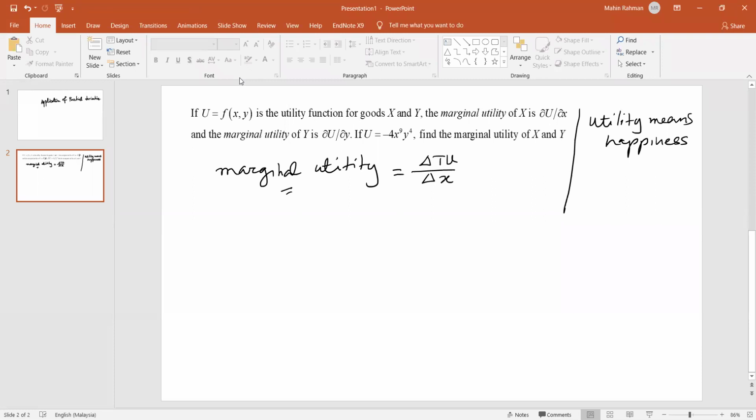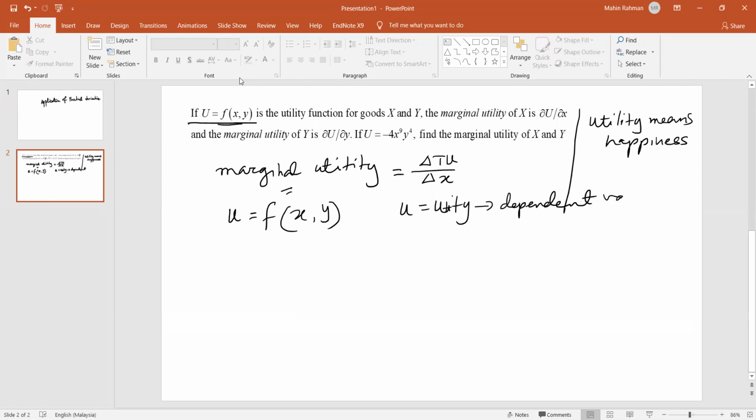Last class we discussed that we are now discussing the bivariate function. Bivariate function means the dependent variable depends on two independent variables. So in this exercise, you can see that the utility is a function of X and Y. U indicates utility, which is the dependent variable, and it depends on two independent variables, one is X, another one is Y.